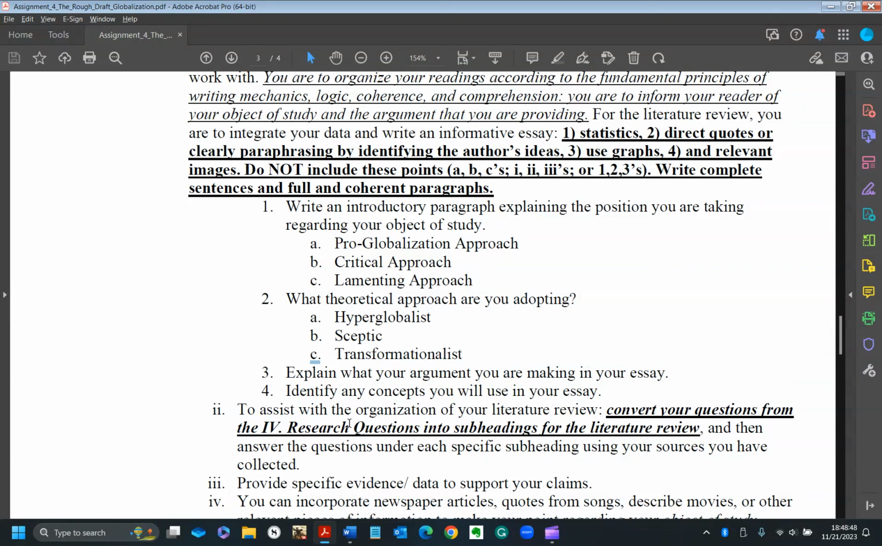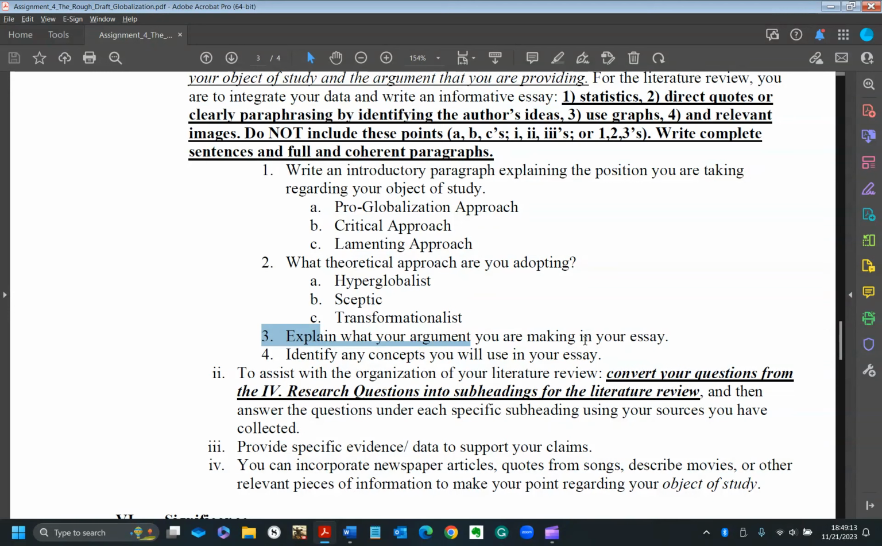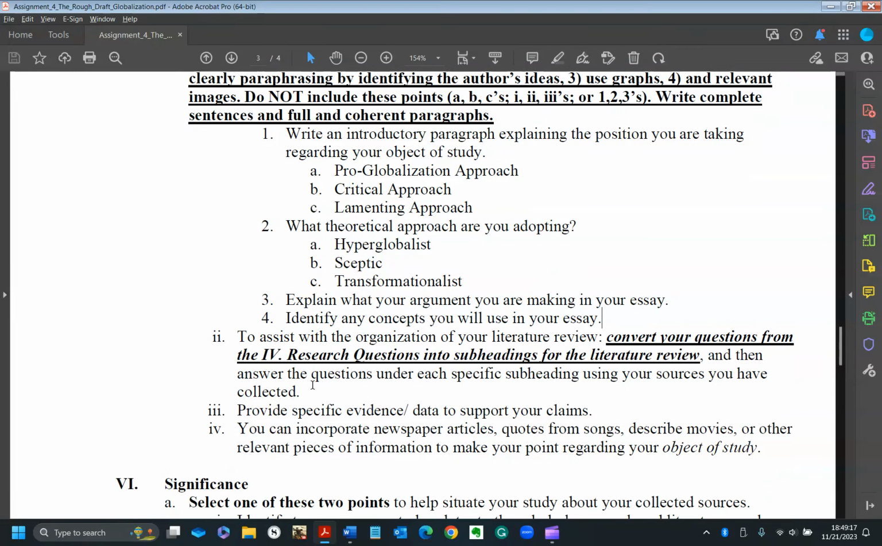And then lastly, you're going to identify any concepts that you're going to use in your essay. And as I mentioned in class, the best way to go about doing this would be to just identify one of the concepts from your annotated bibliographic references that you used for assignment three. Okay, so hopefully that makes sense. And then also, once you write the introductory paragraph, you're going to be addressing these points here.